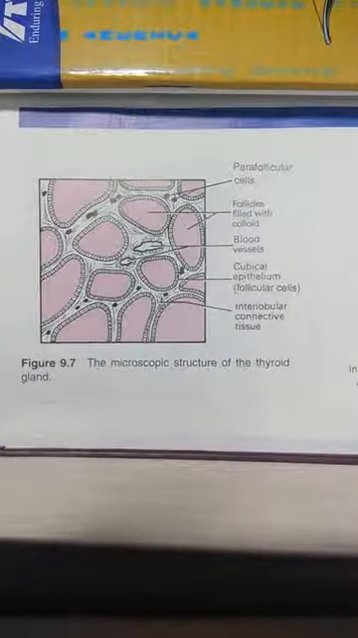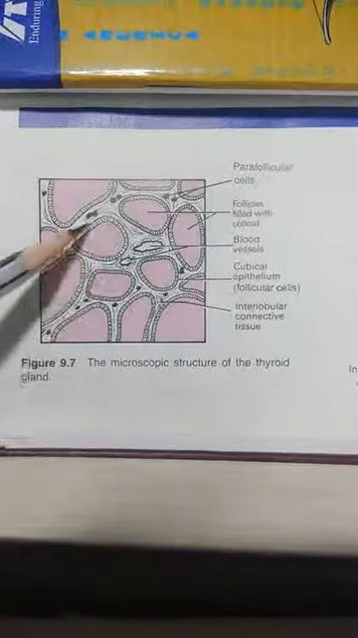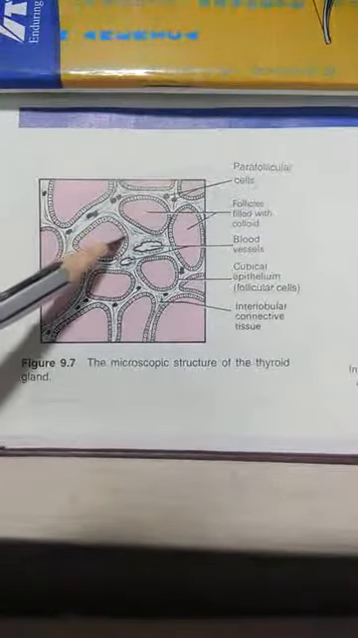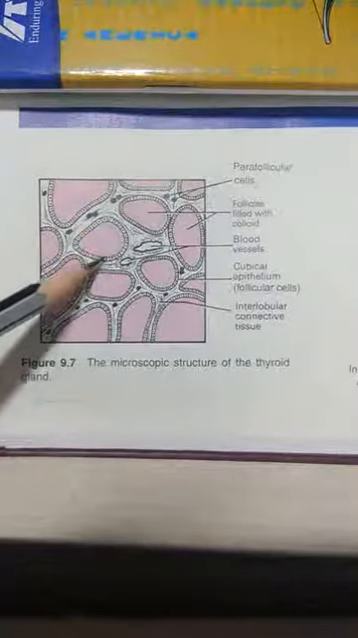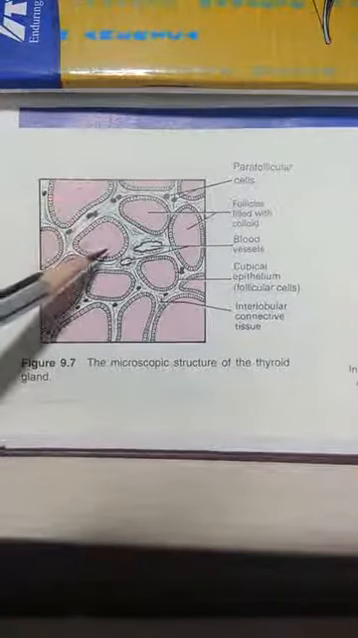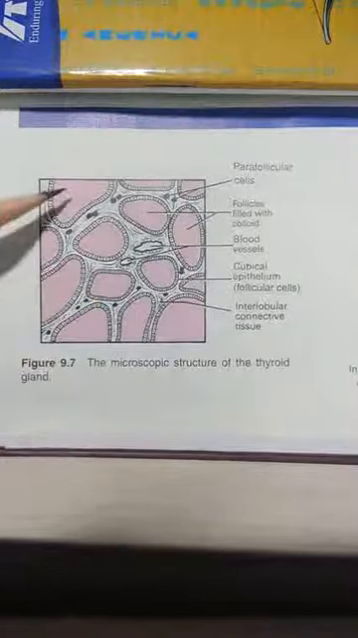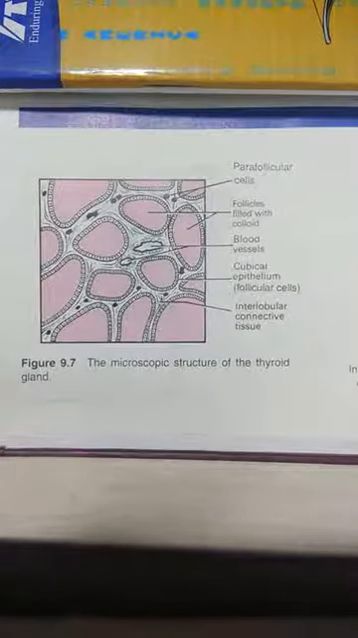Now we will see the microscopic structure of the thyroid gland. The thyroid gland is composed of spherical follicles, which are made up of cubical epithelial cells. These are the follicles, which are made up of cubical epithelial cells. Many follicles are present in the thyroid gland.